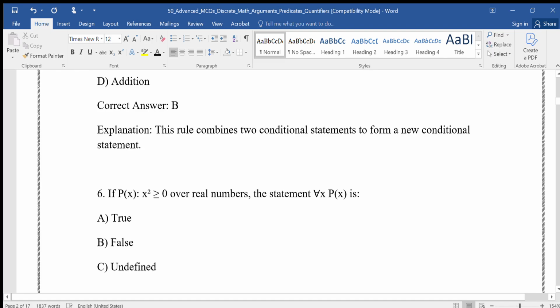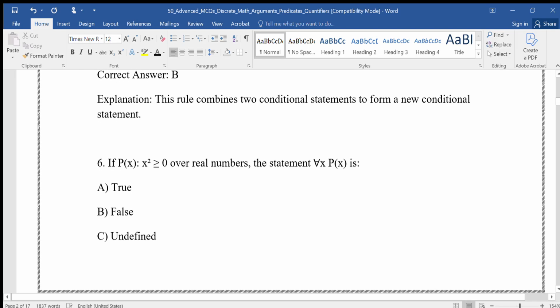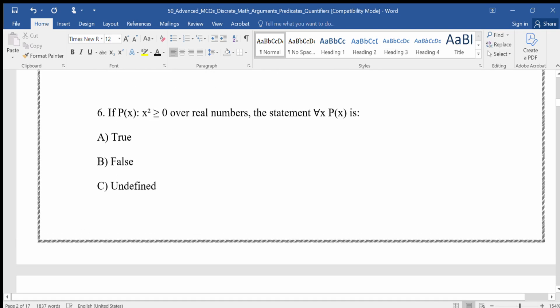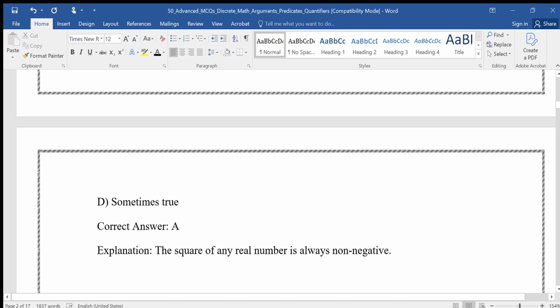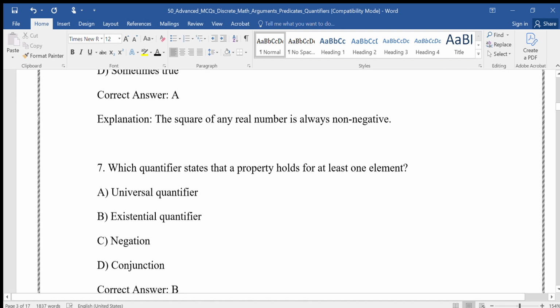MCQ 6. If P of x: x square greater than or equal to 0 over the real numbers, the statement for all x P of x is true. The correct option is A. The statement is true. The square of any real number is always non-negative.